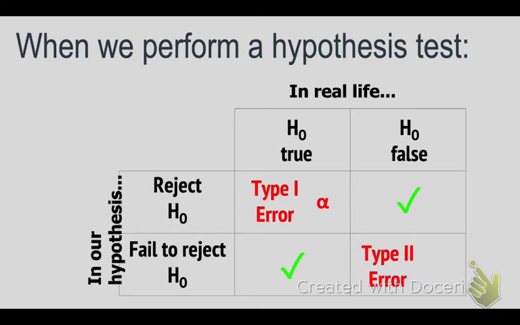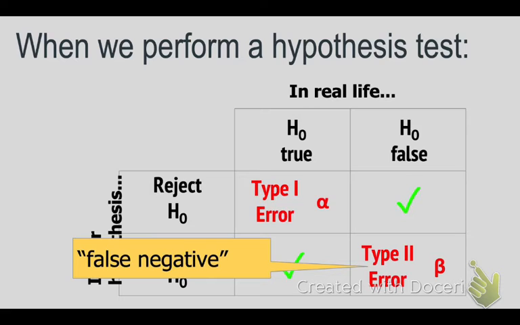So we have a null hypothesis that is true and a null hypothesis that is false. If we end up rejecting a true one, then we have a type 1 error. If we end up failing to reject a false one, then we have a type 2 error. We use beta to represent our type 2 error probability. So type 2 is a false negative.